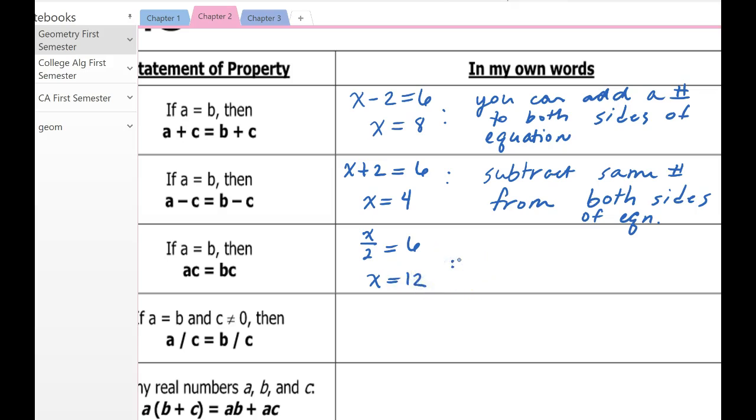You have to be able to look at that step and recognize what property was being used. So you want to look at that and say, how can I, in my own words, represent how to remember that property? To me, it's just you can multiply the same number to both sides of the equation.